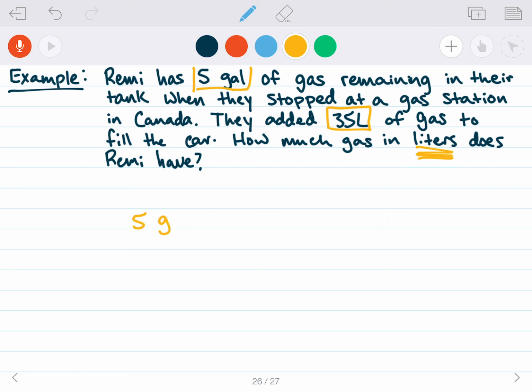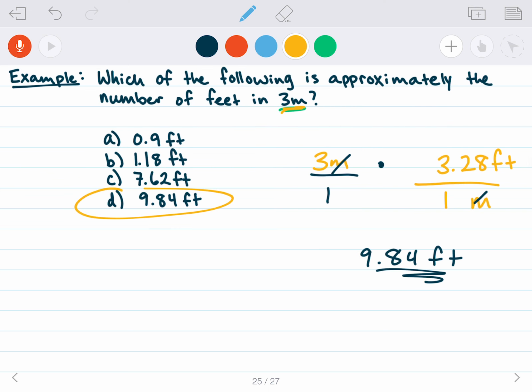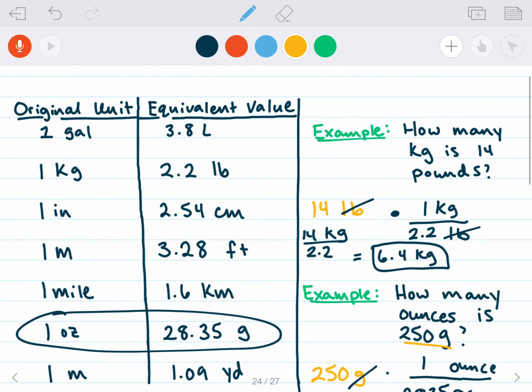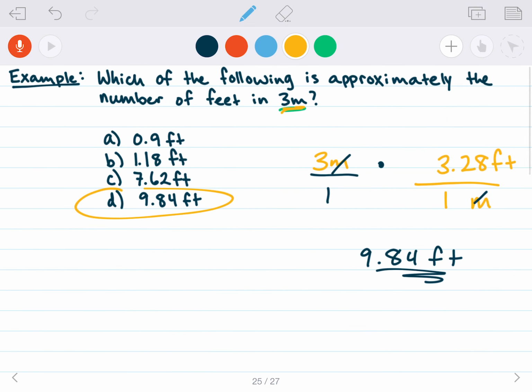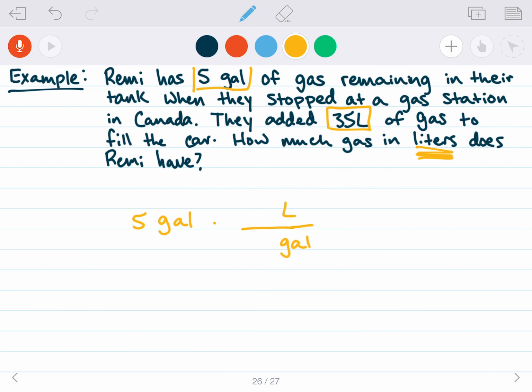So here I go. I have 5 gallons times something over gallons with liters on top. I want to make sure that when I cross divide out those gallons, I'm left with liters. So what's my conversion here? Liters and gallons. Well, it looks like this is our conversion. 1 gallon is 3.8 liters. You see that? Now, these cross divide each other out, multiply straight across, and I get 5 times 3.8. That's going to give us 19 liters.